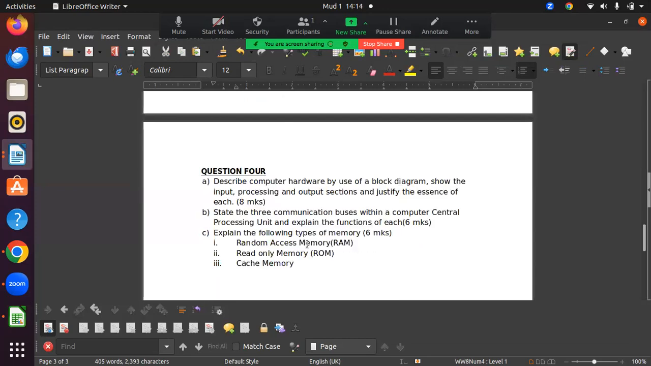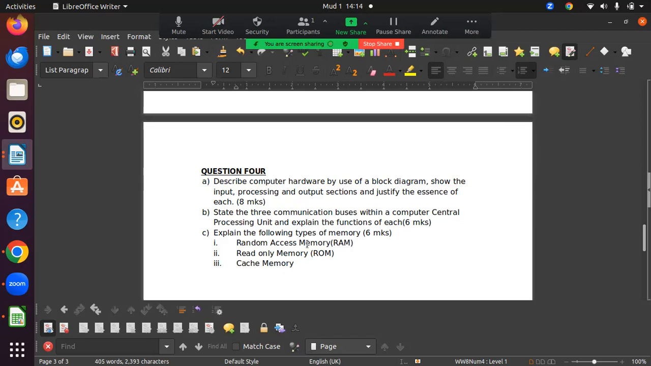Describe computer hardware by use of a block diagram. Show the input processing. Yeah, basically this is the diagram that we were drawing on the board, whereby we have input and then we have output. We have the arithmetic logic unit. We have the control unit. You can even append registers, cache, and you can also add main memory and finally secondary memory. That diagram is in our notes.